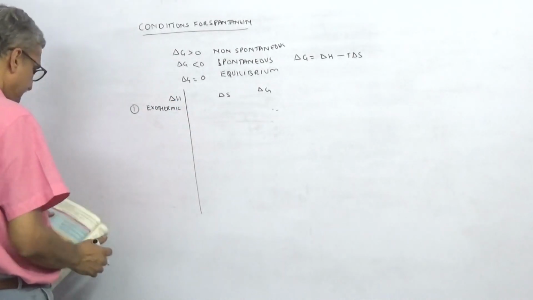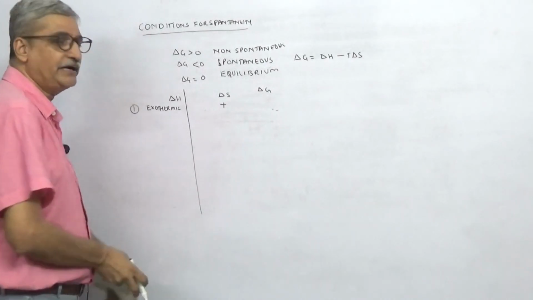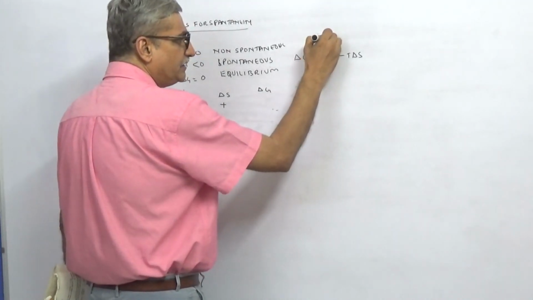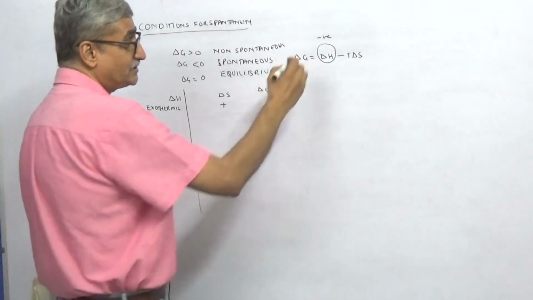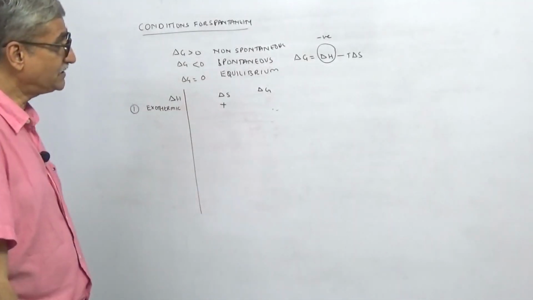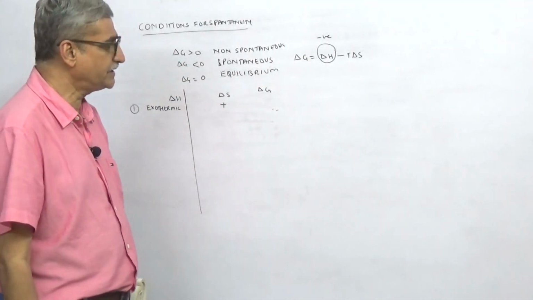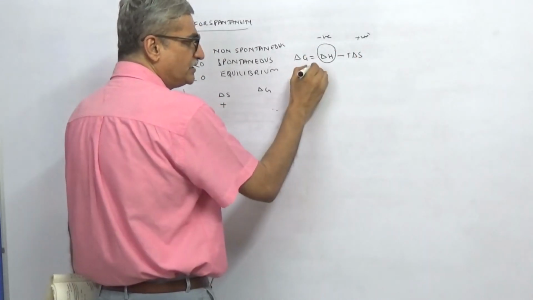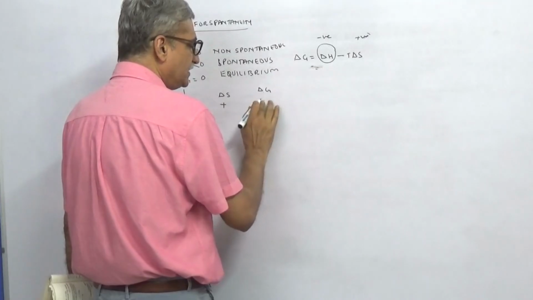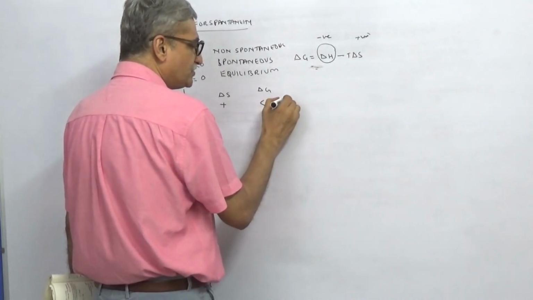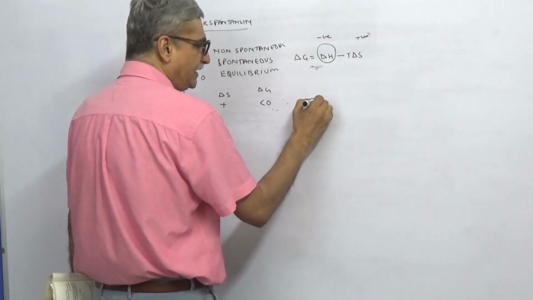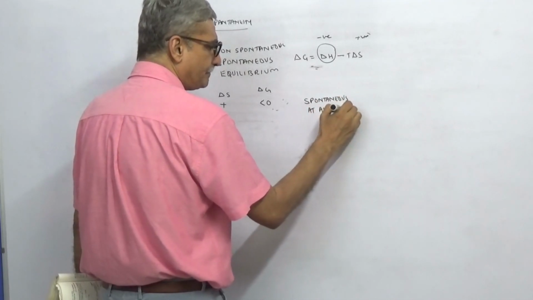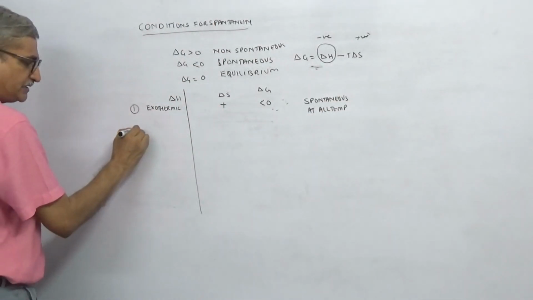Delta S, that means there is an increase in entropy change. So delta S is positive. Sorry, delta H is exothermic, which means delta H is negative. Delta H is negative and delta S is positive, so positive into negative is negative. So delta G is less than 0, it is negative, and the reaction will be spontaneous. So the conclusion is it is spontaneous at all temperatures.